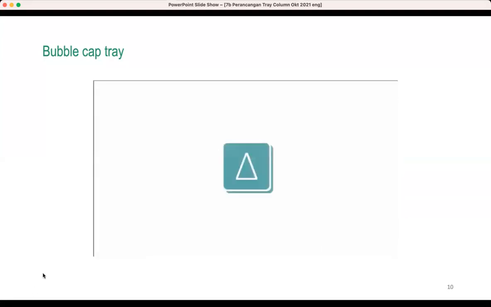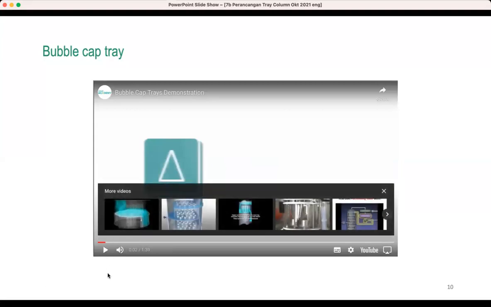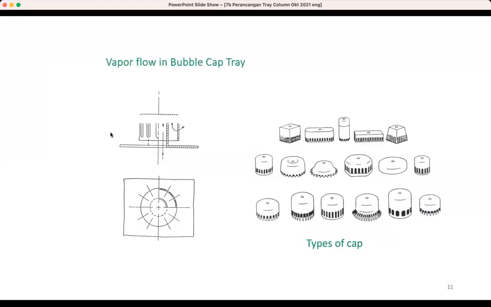Okay, so let's go to the next one. So that is the vapor flow in the bubble cap, looking like in the video. And then there are a number of types of caps with different designs, based on different manufacturers or just different types of design.